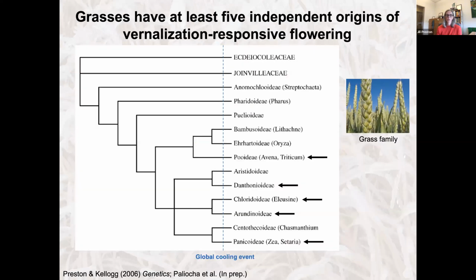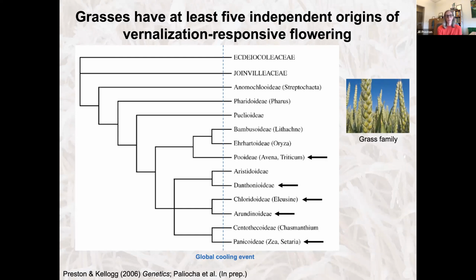So focusing in on the grass family and the different subfamilies within the grasses, it looks like vernalization responsiveness has probably evolved, again, multiple times independently in these different subfamilies. These arrows are basically showing at least 5 subfamilies into which vernalization responsive flowering has evolved. And again, this is based on the fact that these subfamilies are inferred to have diverged before the major global cooling event, around about 36 million years ago.